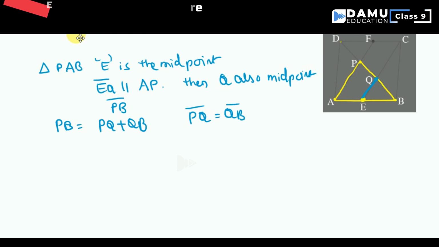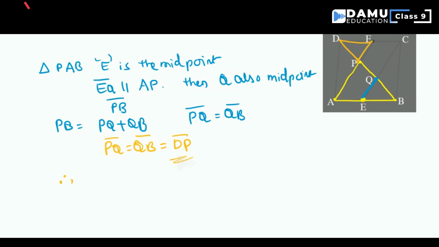As we showed previously, QB will be equal to PD. So PQ will be equal to QB, that will be equal to DP. So all sides are equal.